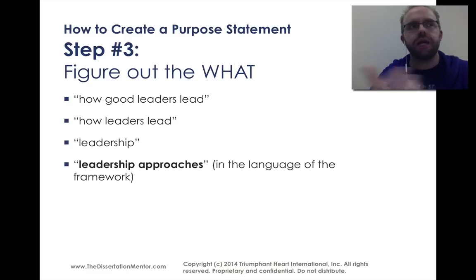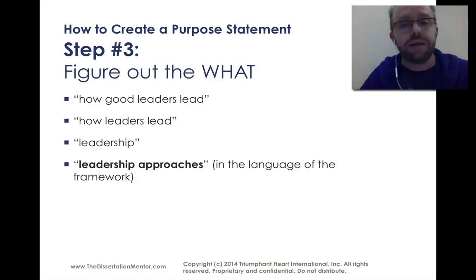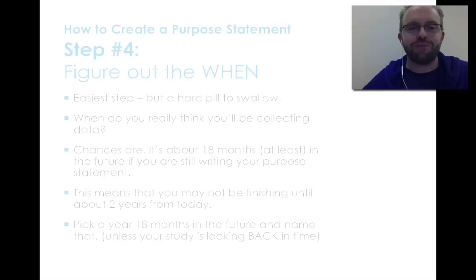Now, if you're sitting here and you're following along, and usually this is where we'd pause the video and you'd write down what you think your what is for your purpose statement, my recommendation would be, if you don't know your theoretical framework, pause the video anyway and write down what you think we're studying about those people that we were talking about in your previous step at that particular place. All right, so on to step 4.